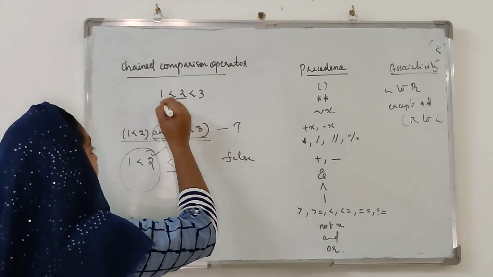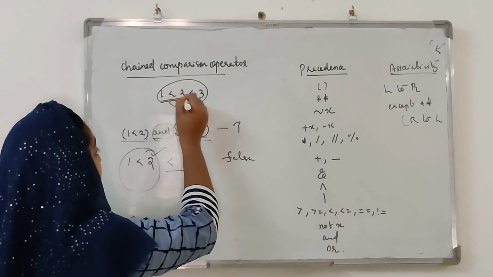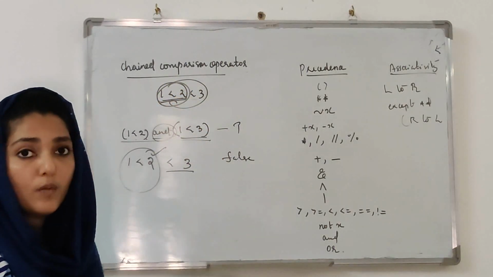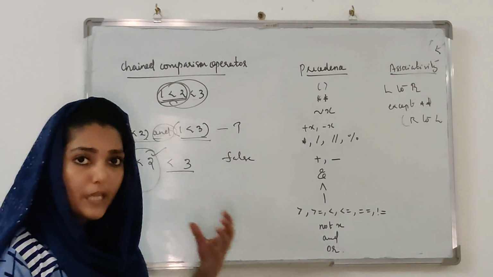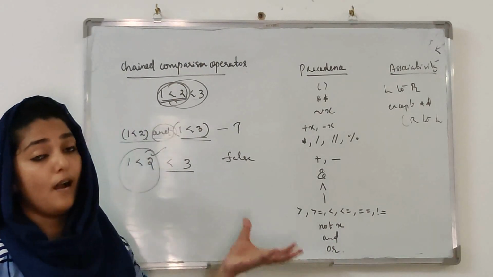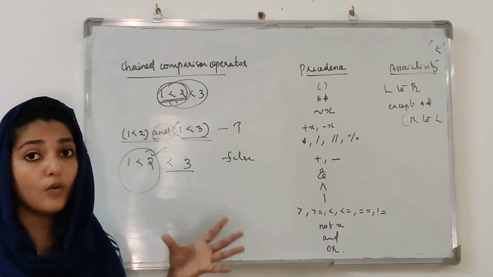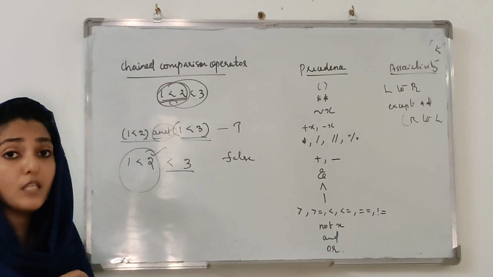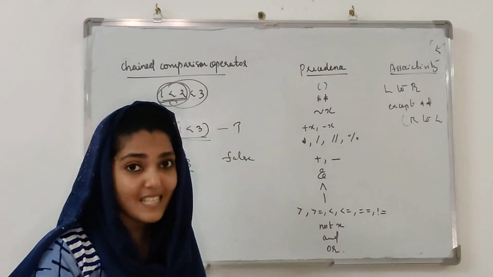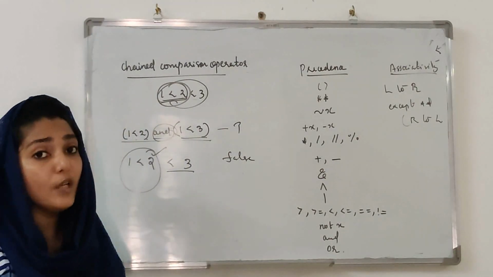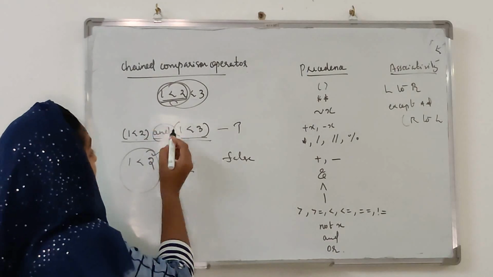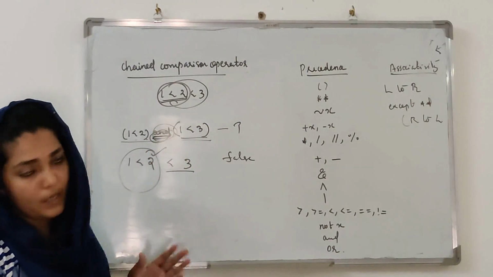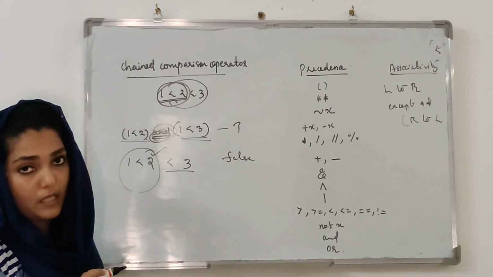Otherwise, we can easily find our output like this. If the first part is true, then only evaluate our second part. If the second part is also true, our final output is true. If the first part itself is false, then there is no need to evaluate the second part. Our output will be false, because in between the chained comparison operators, we always use the AND symbol. That is why it is like this.